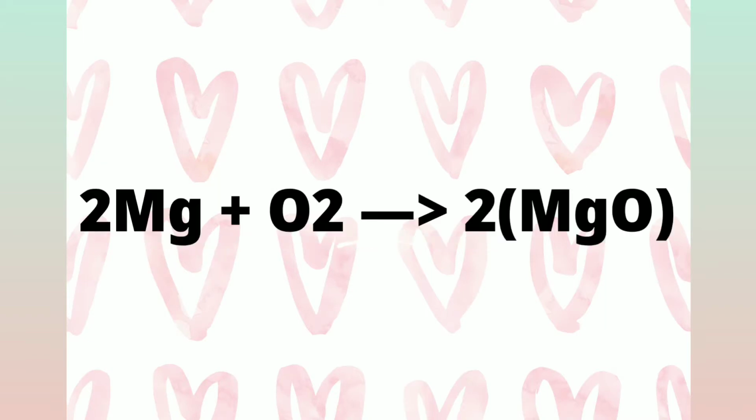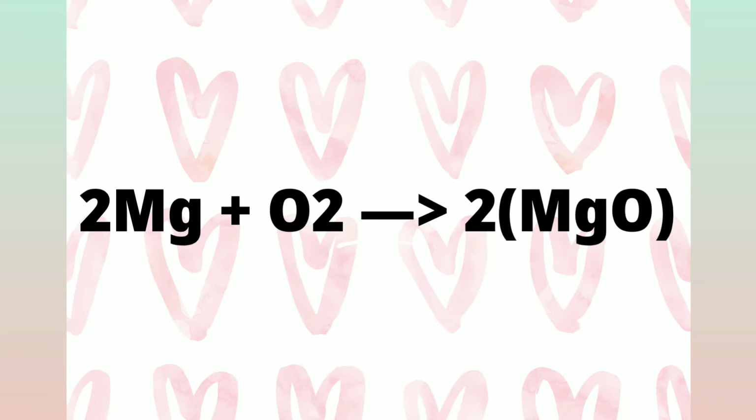So what about this one? How many magnesium atoms are there in the reactant side? 2. At the product? 2. How many oxygen are there at the reactant side? 2. At the product side? 2. So this representation of the same reaction is far more correct than the last one. So what I did here, I just balanced the reaction. Yeah, this is called balancing.